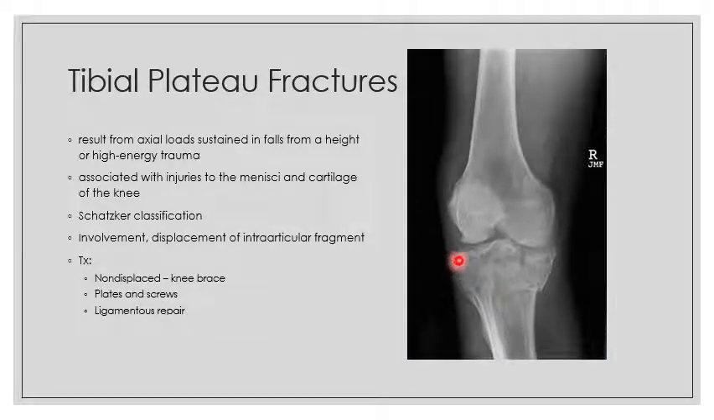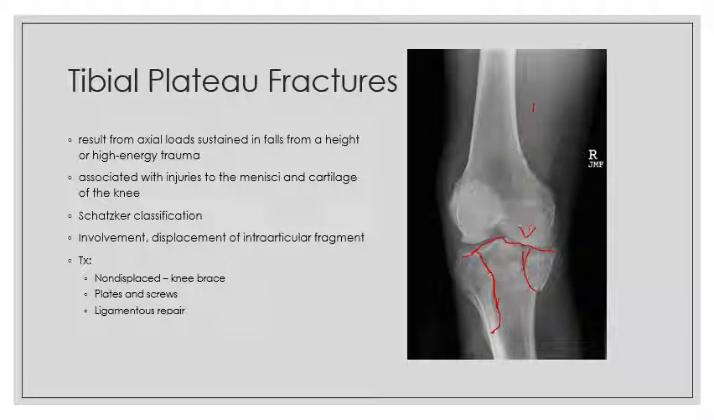Tibial plateau fractures. Basically, it's composed of the tibial articular surfaces and the underlying cancellous bone. So as you can see in this X-ray, I have fracture of the articular surface, even extending up to here. This one going down. So this results from axial loads, sustained in falls from height, or high energy trauma. So compression here causing all this fracture, energy going down your tibial plateau. This is also associated with injuries to the meniscus and cartilage.